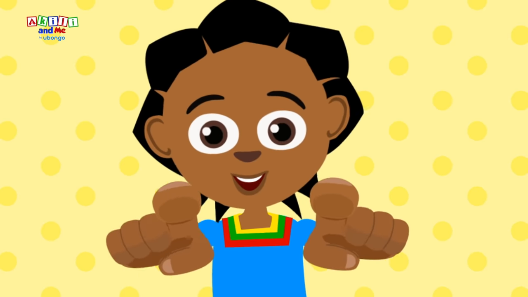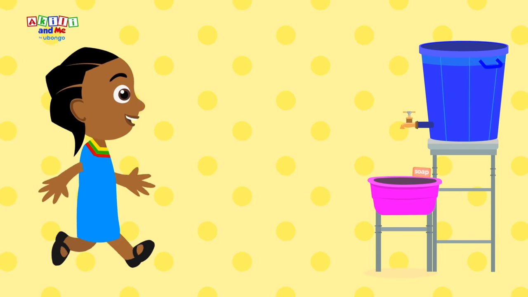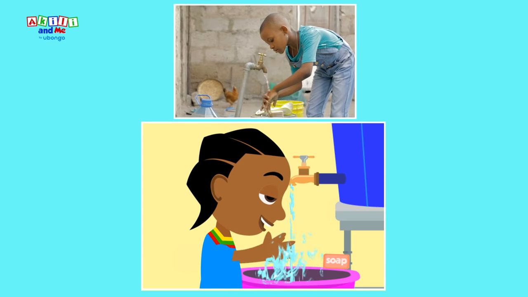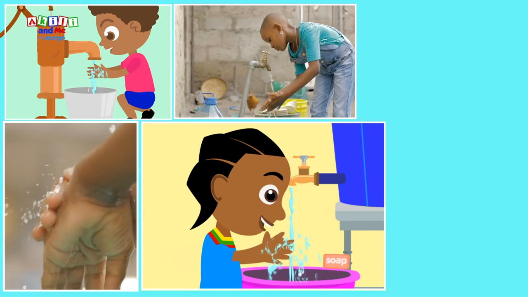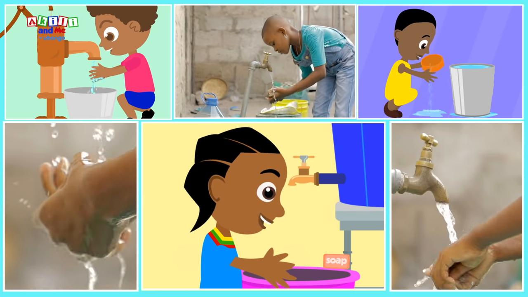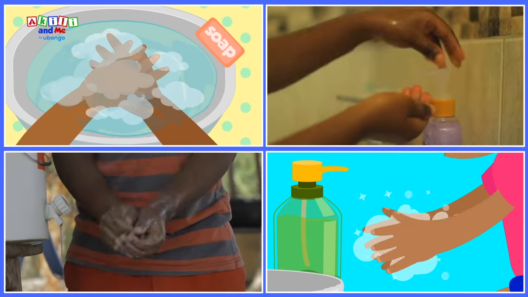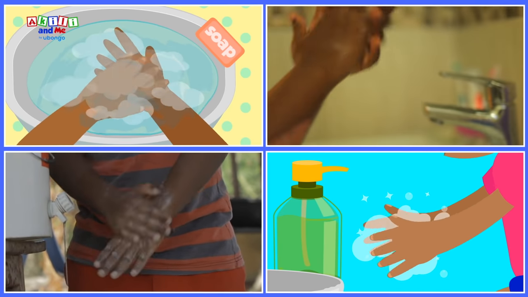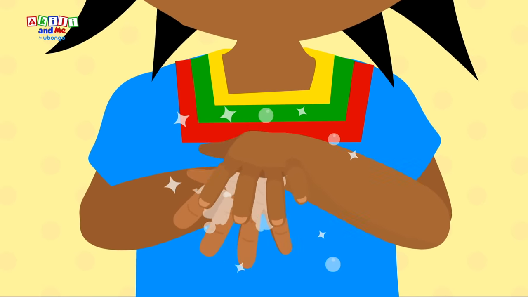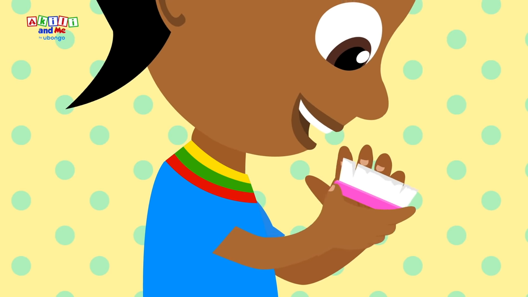Come on, I will show you what to do. Wash your hands in clean water. Wash your hands, wet them with the water. Wash your hands, now add some soap. Scrub your hands in the soap and water. Scrub above and below between the fingers too. Scrub under your nails and scrub a dub-a-doo.